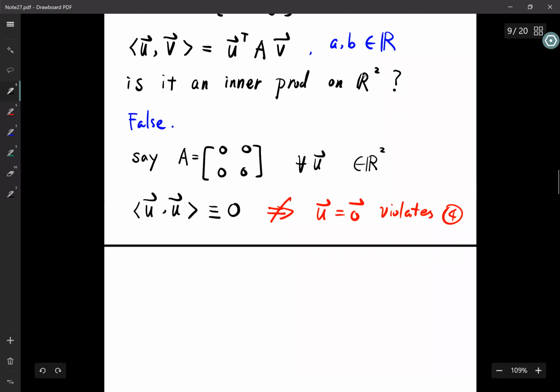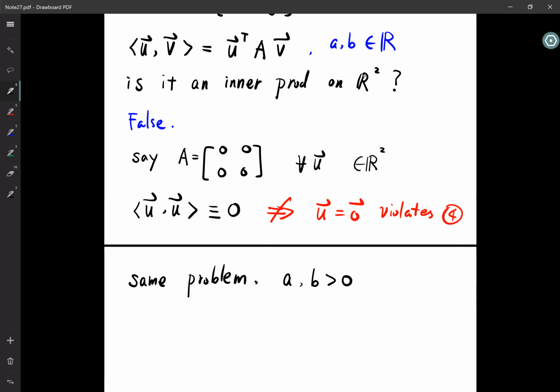Okay, let me now revise this problem. Same problem, but now I constrain A and B, they are positive numbers. The question is, is it an inner product on R2? Poll again. So, sorry, I need to end it first. Now I relaunch.